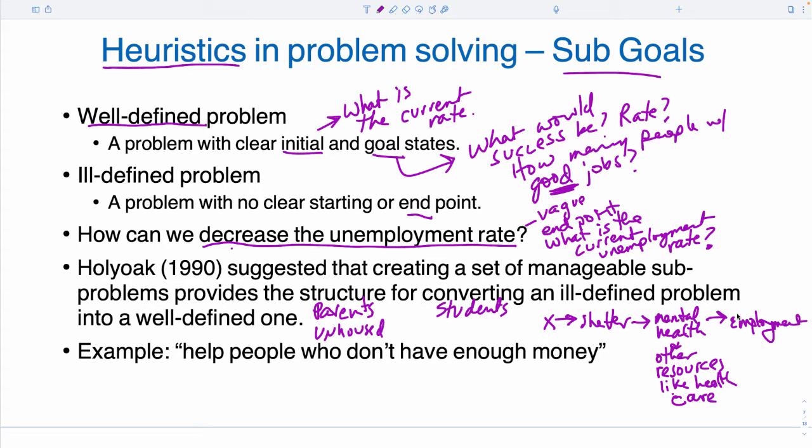Another example might be, how can I help people who don't have enough money, right? Again, a wonderful goal, but it's so vague. And we would need to convert this into a much more specific problem. What are we talking about here? What is the initial state that we're really trying to address? Is it people unable to afford food and housing? What do we mean by not have enough money? Enough money for what, right? So we would need to define that, and then define what the goal would be.